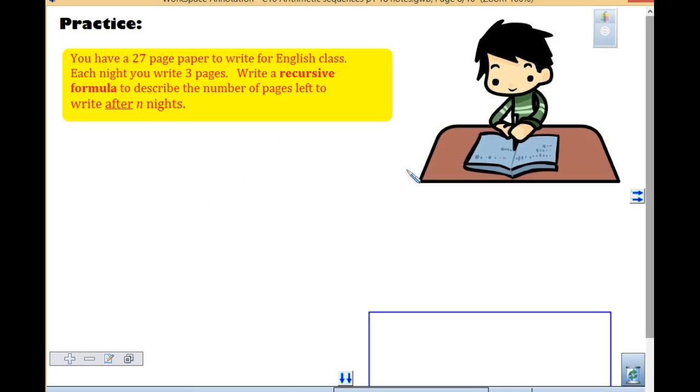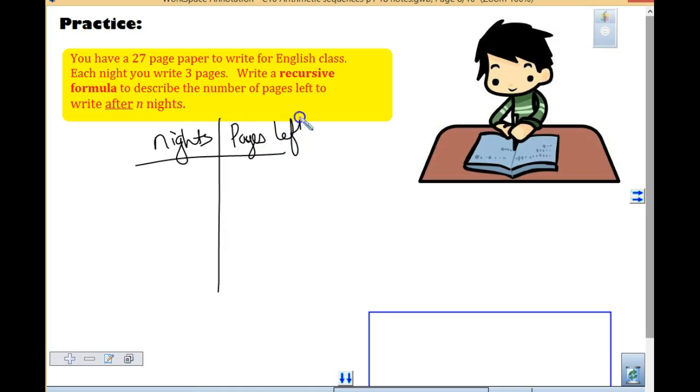So first thing I want you to think about is, if we think about making a table of this, we're going to write that recursive. So we have the nights, right? And we might want to think of, how many pages are left? So on night 0, when you were assigned it, how many pages did you have left to write? 27. But after the first day, you've written your pages, you are down to 24, right? Second day, you're now down to 21. You might feel it's more manageable. It's still a lot, right?